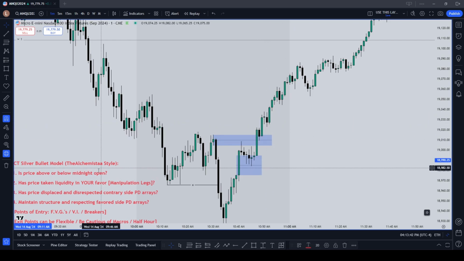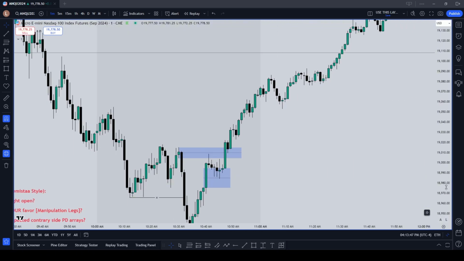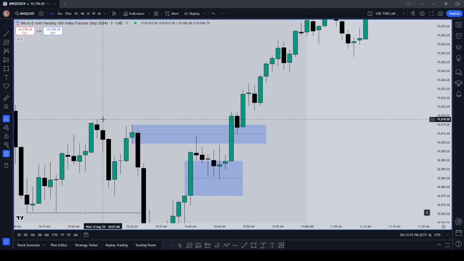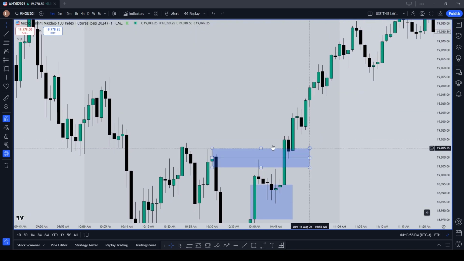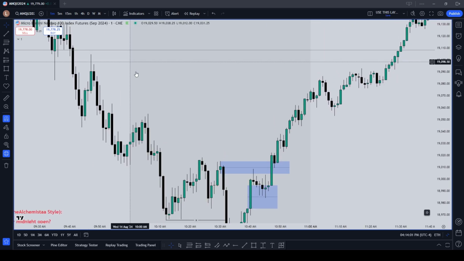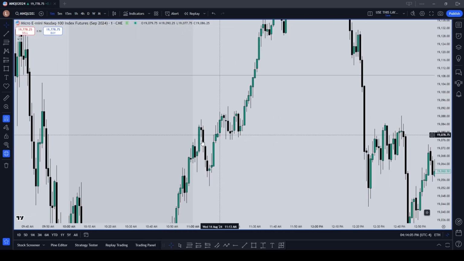Now, let's say, for example, you didn't have a chance to get in. That's totally fine. If you look at this fair value gap here, you already closed above, you're displacing, and you're respecting the bullish PD arrays and structure. You're violating all these bearish PD arrays, so you know you're going to be on side. In addition, you're below midnight open, looking for what? That main draw we have up here, which is fine.